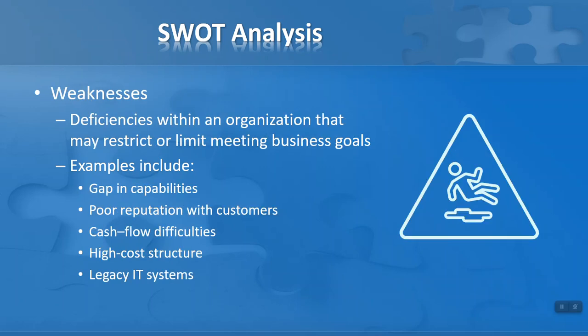But we also have weaknesses, or we may have weaknesses, and these are deficiencies within an organization that could restrict or limit meeting the business goals. So what are the things that we are not good at? Strengths are what we are good at, weaknesses are what we are not good at. So some examples here might be a gap in capabilities, our reputation with customers is poor, could be cash flow difficulties, high cost infrastructure, we're using old IT systems, and many, many other things. So these are the things that might prevent us from doing well. And again, we need to document and note these.